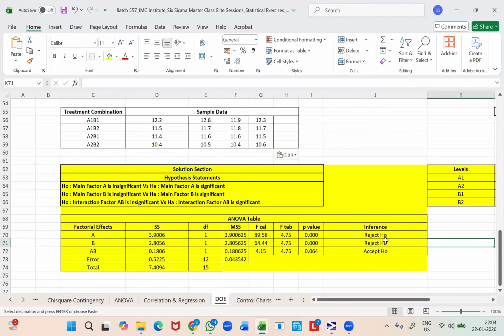So the inference will be reject the null hypothesis for the main factorial effects and accept the alternate hypothesis, which says they are significant. Whereas we will accept the null hypothesis for the interaction factorial effect, meaning the interaction factorial effect is insignificant. Fine. So this is how we will perform the analysis and find out the significance of the factorial effect and also identify the level of the particular factor which would provide the best possible output.